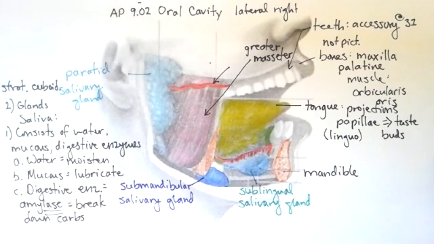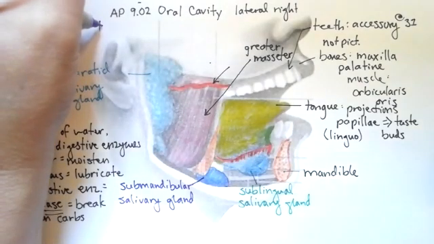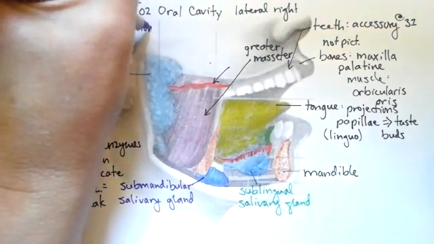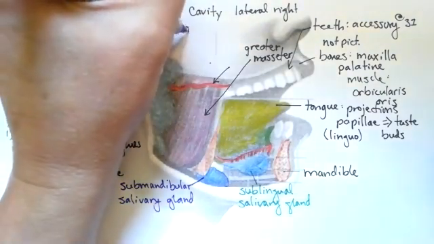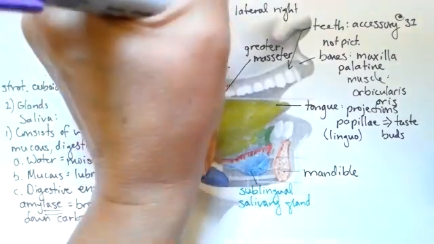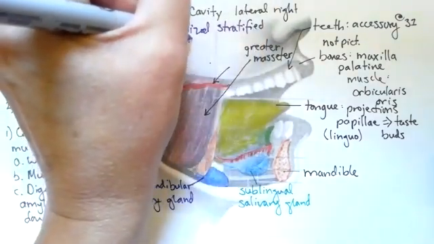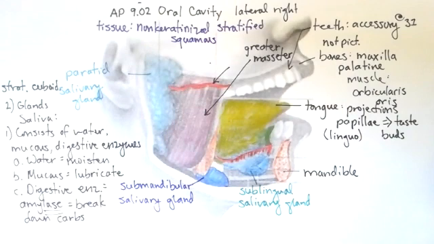As long as we're talking about tissues, you also learned that the inside of the mouth, so let's change my color a little bit here. Let's go to purple. If you remember, the lining of the mouth is non-keratinized, stratified squamous. So that's fair game for the test.